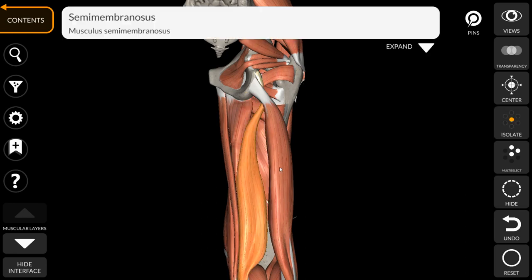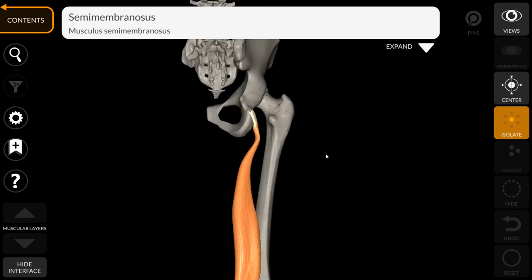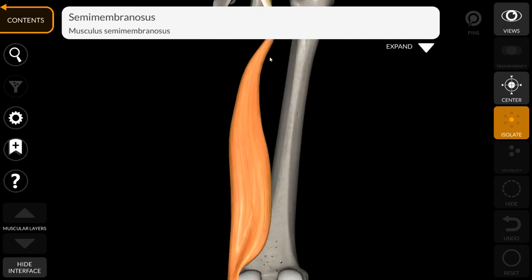Now we talk about the semimembranosus first. This is the semimembranosus, class. Based on this diagram, I think it is very clear. This semimembranosus originates from where? Again, the ischial tuberosity, specifically the upper border of the ischial tuberosity. And its shape is almost like a membrane.